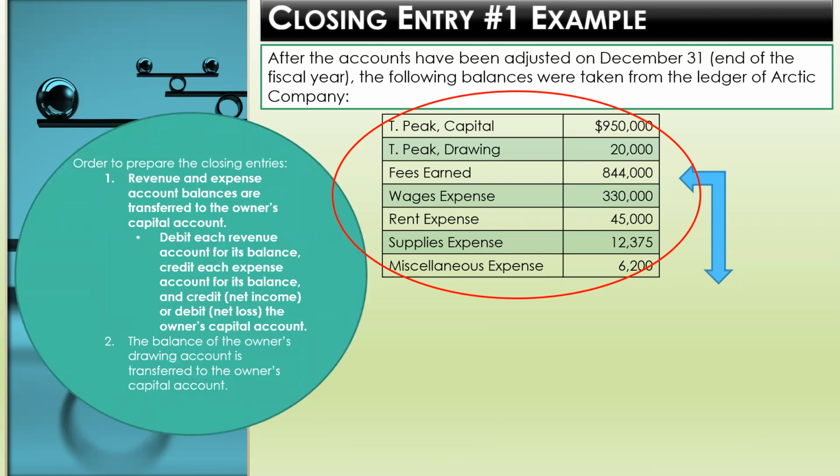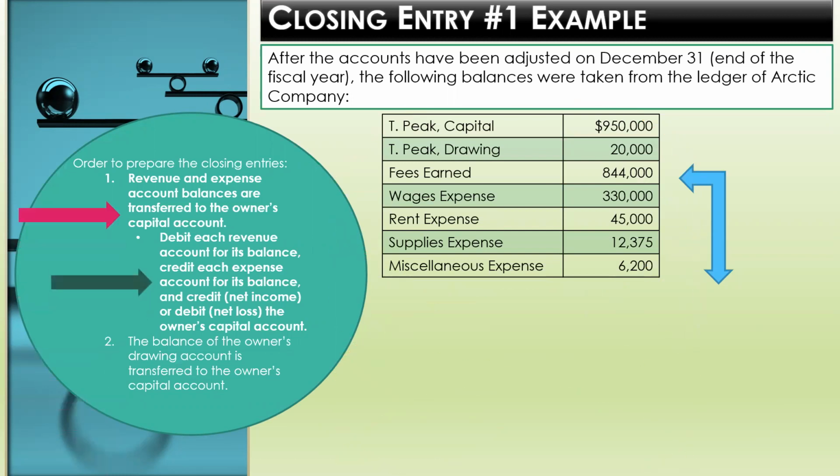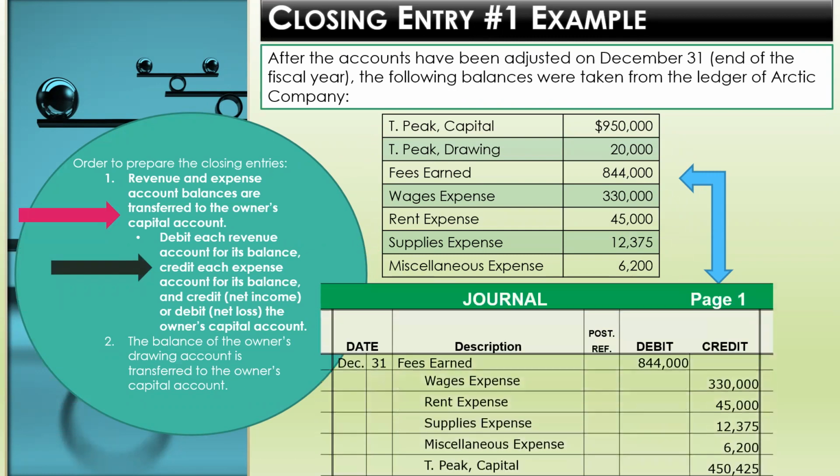So in this first closing entry, just to review, revenue and expense account balances are transferred to the owner's capital account. So what exactly do we need to do here? We need to debit each revenue account for its balance, credit each expense account for its balance, and credit net income or debit net loss, the owner's capital account. And as you can see here on your screen, when we journalize the closing entry number 1, this is what it looks like.